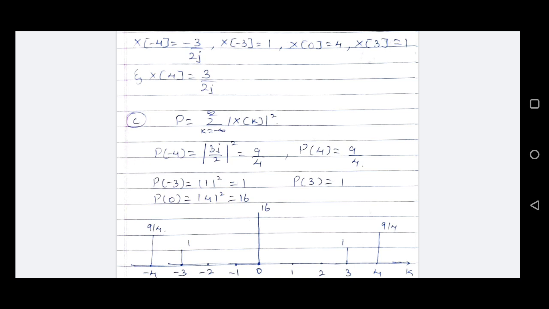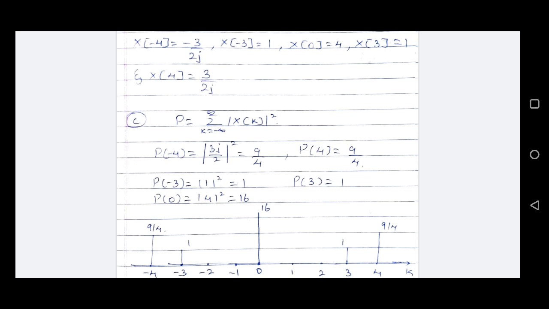For k equals minus 4, the Fourier series coefficient was minus 3 divided by 2j, and its modulus square value will be 9 divided by 4. And likewise, for k equals 4, the Fourier series coefficient was 3 divided by 2j, and its modulus square value will be 9 divided by 4 again.